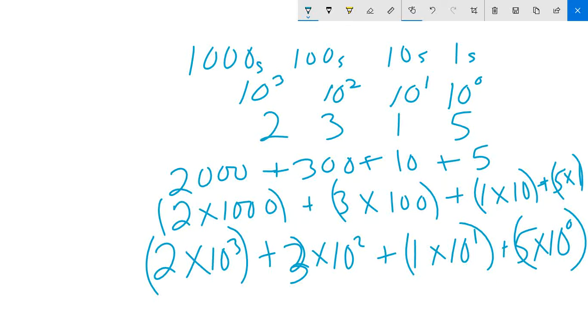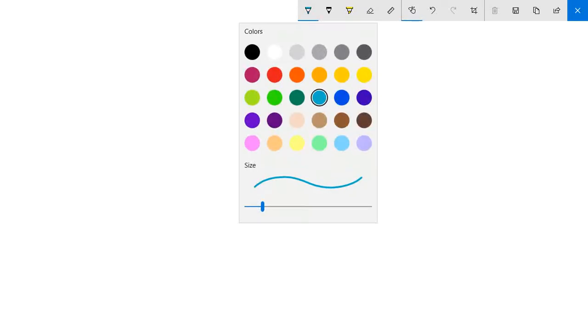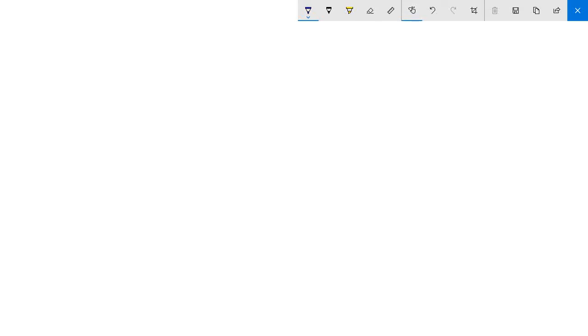Okay, so I'm going to get a new screen here, and we're going to talk a little bit more. So I'll trash that. Let me get a little bit darker color here too. How about dark blue or purple or whatever that is?